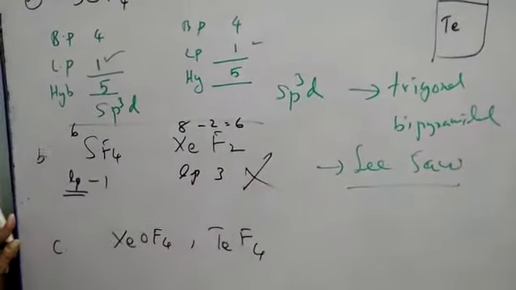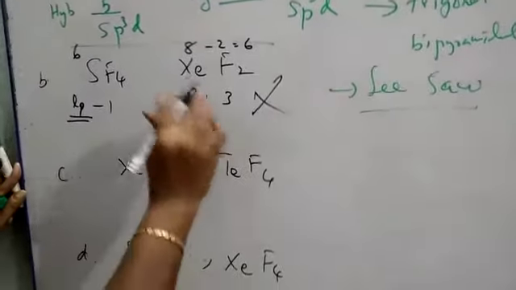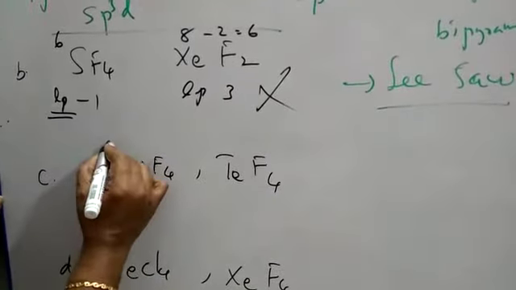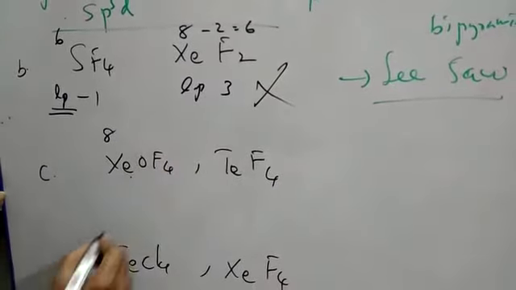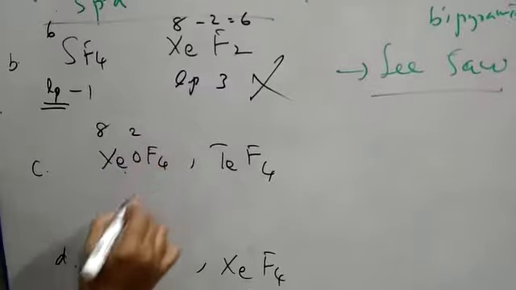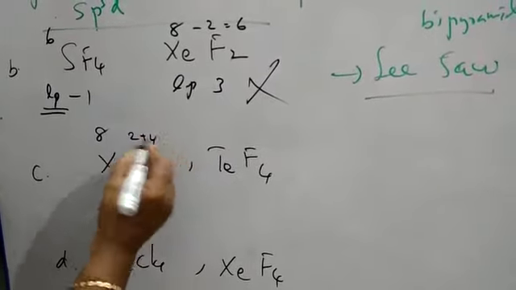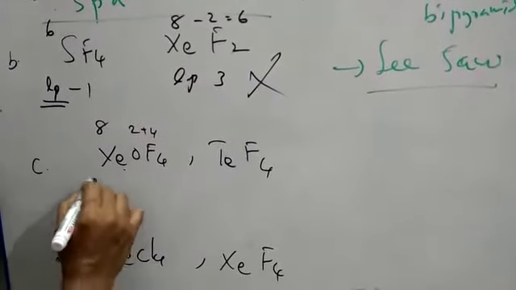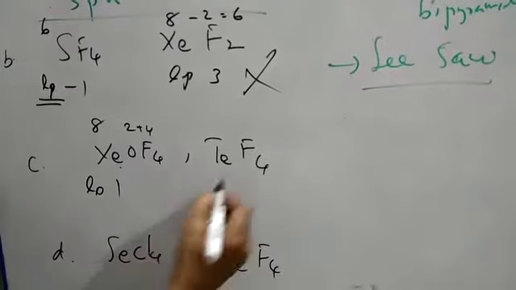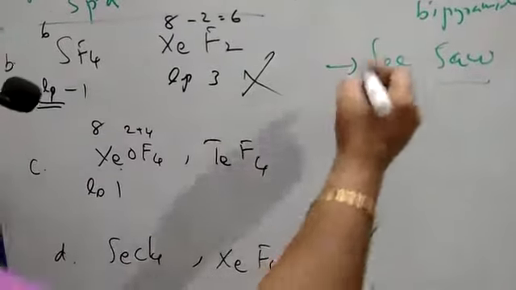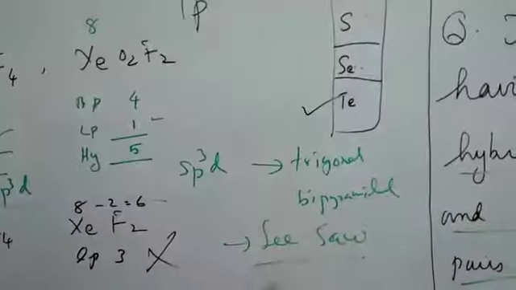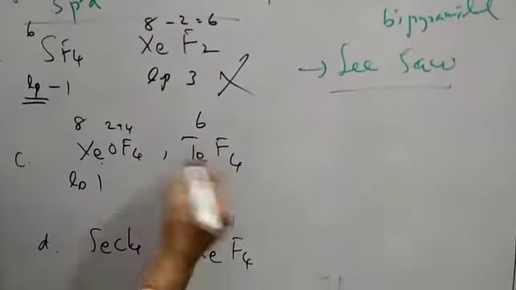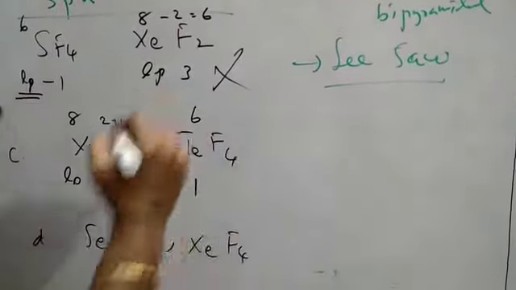It will come as 3 lone pairs. So this is not the answer, you need not do further work. Regarding xenon, valence electron is 8. Your oxygen has consumed 2, and the four fluorines 4, so 4 plus 2, 6. So what is your lone pair here? You are having only 1. Tellurium, again you come and see it is in the oxygen family. 6 valence electrons, 4 consumed. So it has 1 lone pair.